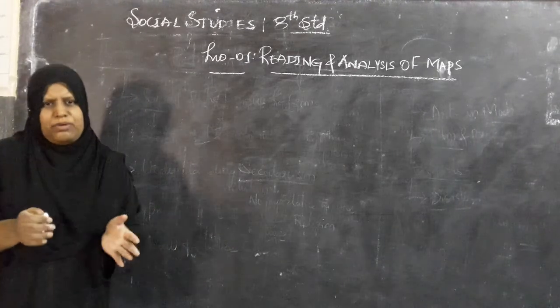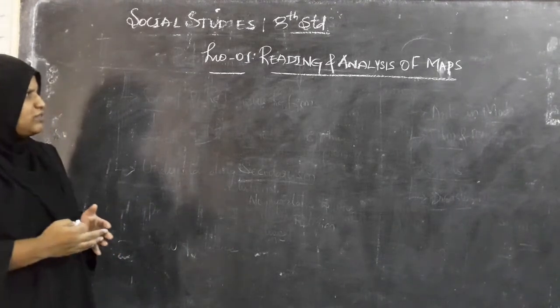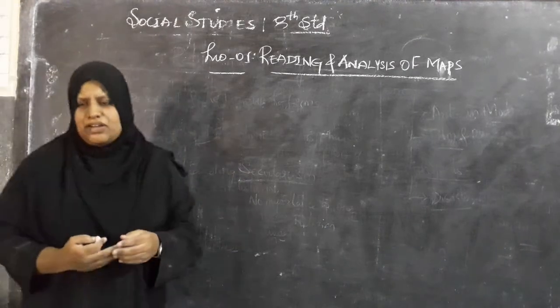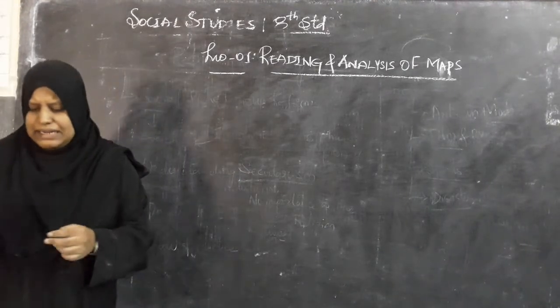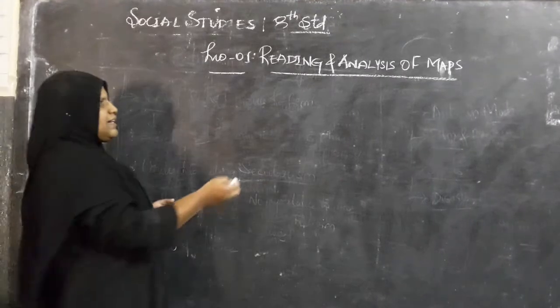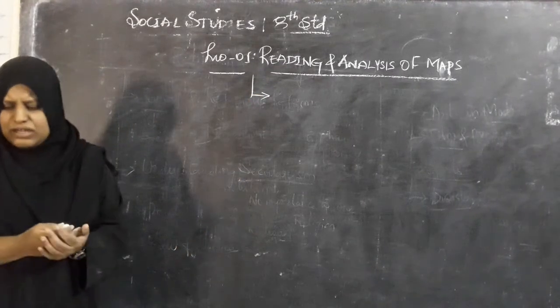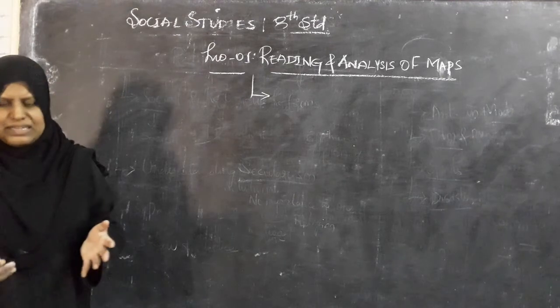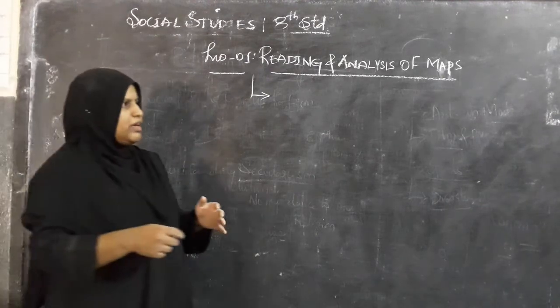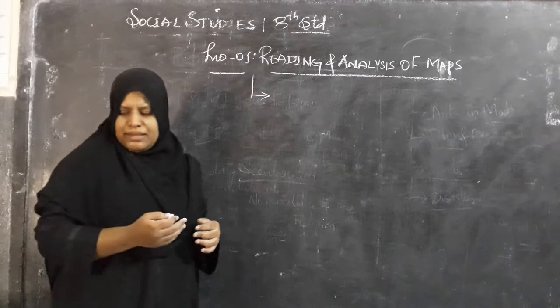We have been aware of what a map is, how to read it, and how to analyze it. But here it is a little more elaborated. So what is reading? Everyone knows reading: to read completely, to understand. But here it is a process of looking at a series written in a symbolic manner.